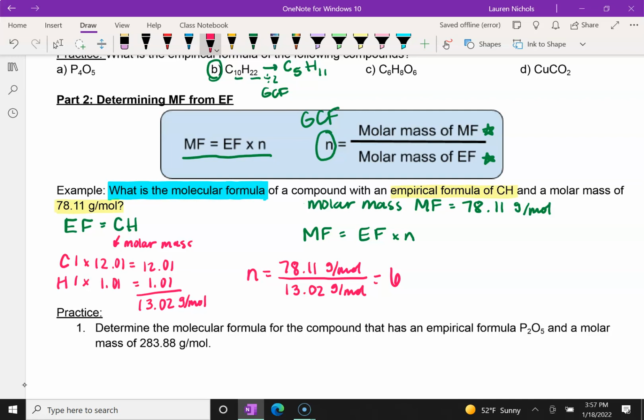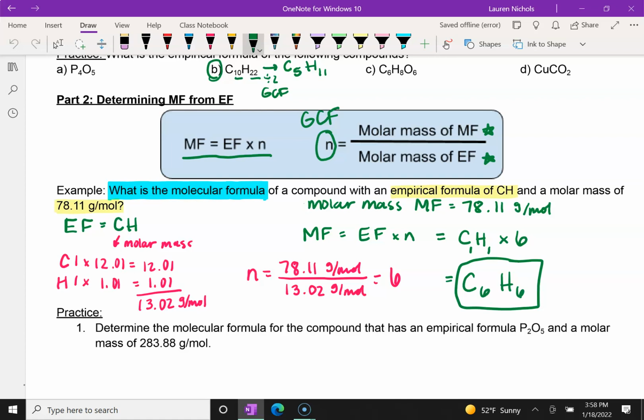Okay? And so this means to figure out our molecular formula, we'd say, okay, it's the empirical formula, so CH times N, which is 6. So that means our subscripts, which are invisible ones, we're going to multiply both of them by 6. So that means our answer is C6H6 as our molecular formula.